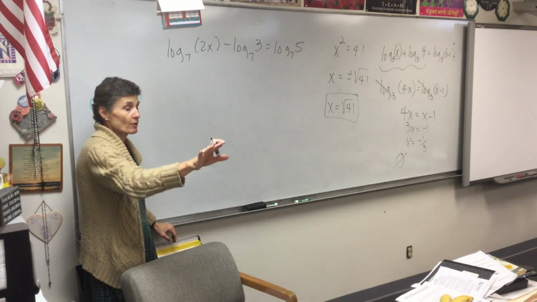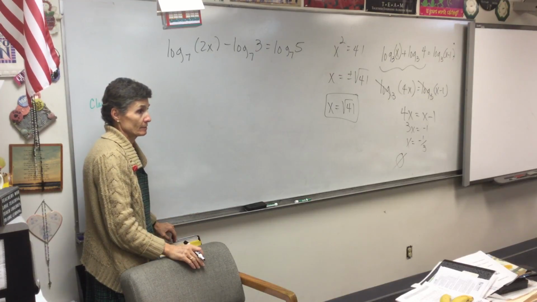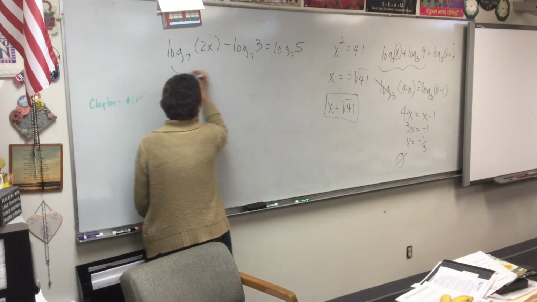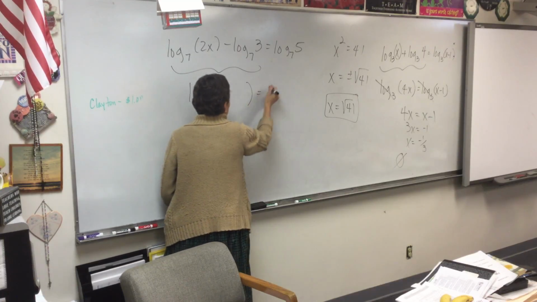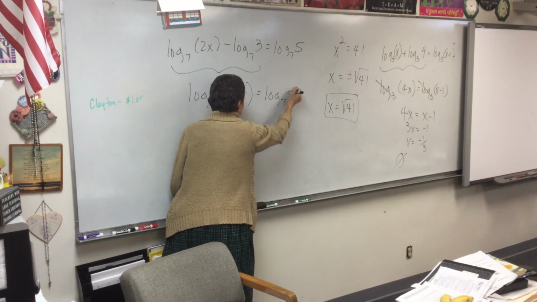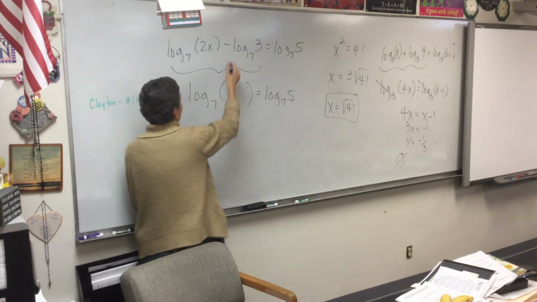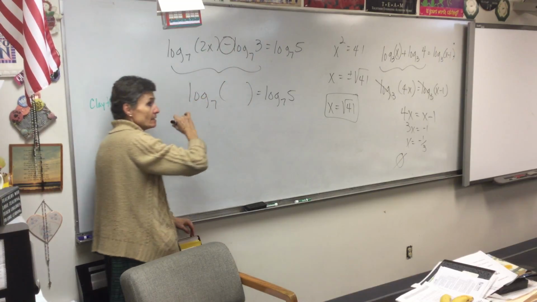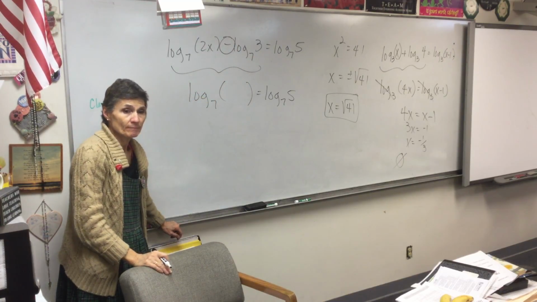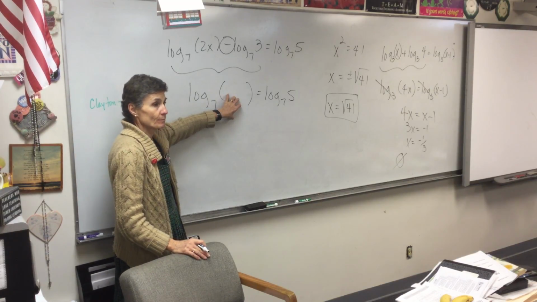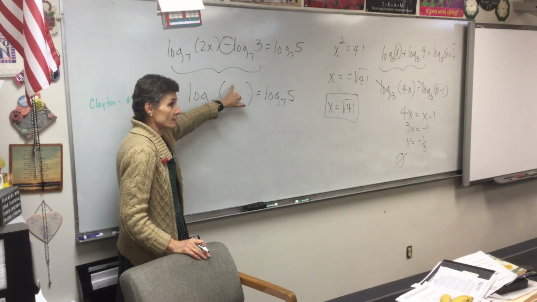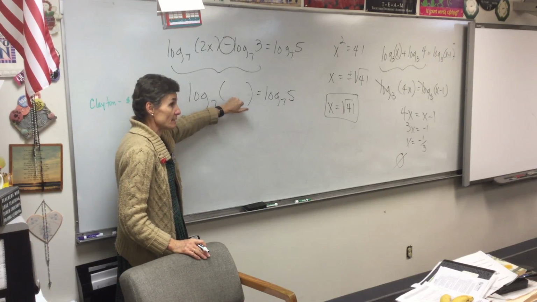Tell me how we're going to start. I heard somebody say something about dividing. These 2 need to be put together. And when I put them together, for the first time today, I'm going to divide because of the subtraction. So what's going to go inside this parentheses right here? 2x divided by 3?